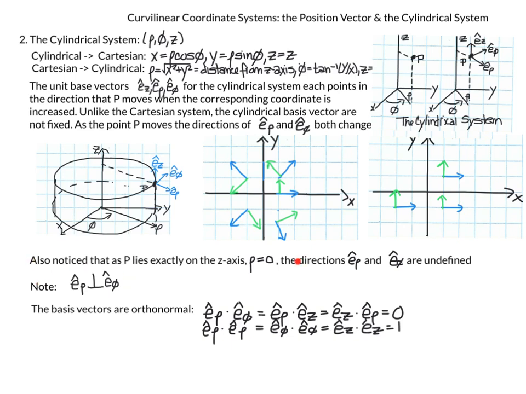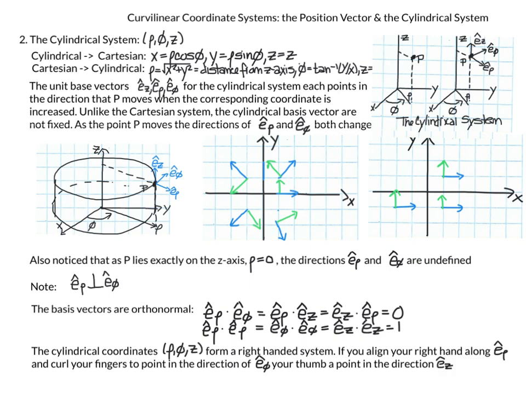So a couple of notes, let's come back to this one in a minute. First note, again, the basis vector for rho is always perpendicular to the basis vector for phi, and also the z vector is always pointing up, so it's also perpendicular. So the basis vectors are orthonormal. You can see when you dot them with the other basis vectors, they become 0. When you dot them with themselves, they become 1. And another point, notice if P lies exactly on the z-axis, so any point just on this axis, the basis vectors with respect to rho and with phi are undefined.